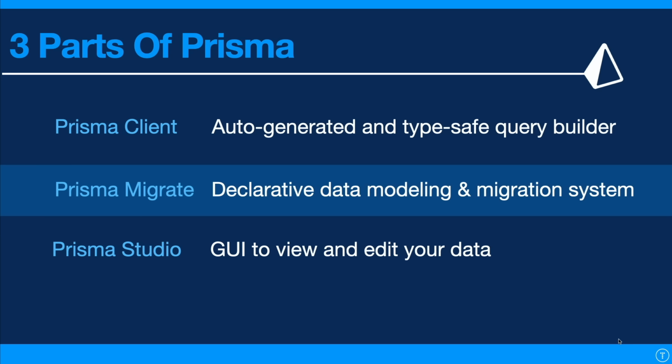So there's really three parts to Prisma. First is the Prisma client. That's the auto-generated and type-safe query builder for Node.js and TypeScript. So you can use the Prisma client with any Node or TypeScript application. That includes a full stack app, REST API, GraphQL API, whatever it might be. And it supports auto-completion and type checking in your IDE. Works great with VS Code.